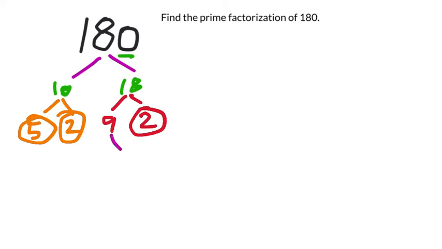But the 9 can be further factored because 9 is not prime. It's divisible by 3. That would be 3 times 3. Now 3 is prime, though. So having circled, we've reached the end of each of these branches.